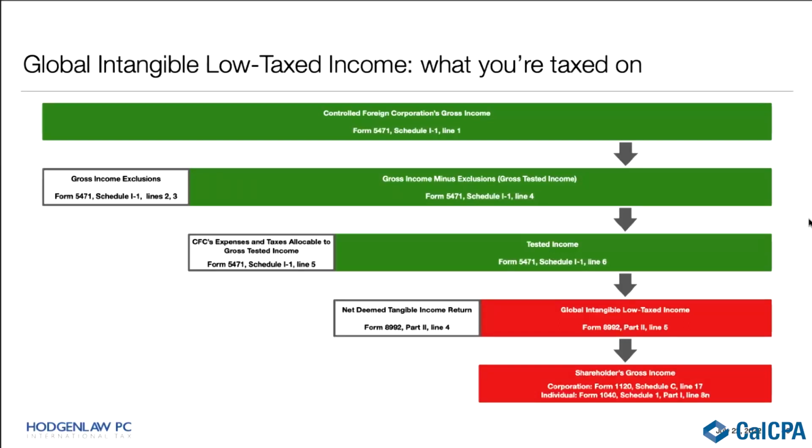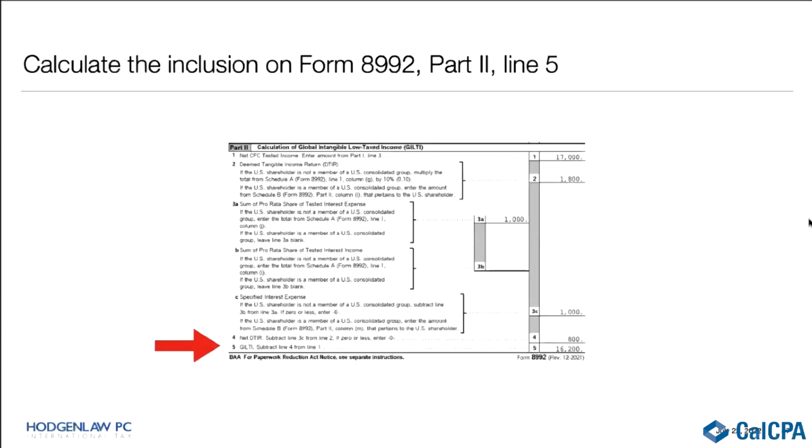Inclusion amount. So we have taken tested income, we have subtracted this artificial number, which is the baseline based on the hard assets of the CFC, and we've come to the number that's actually defined as global intangible low-taxed income. And that's the bottom line, line 5 here on Form 8992. And that's the number that you port over to the income tax return, straight over.